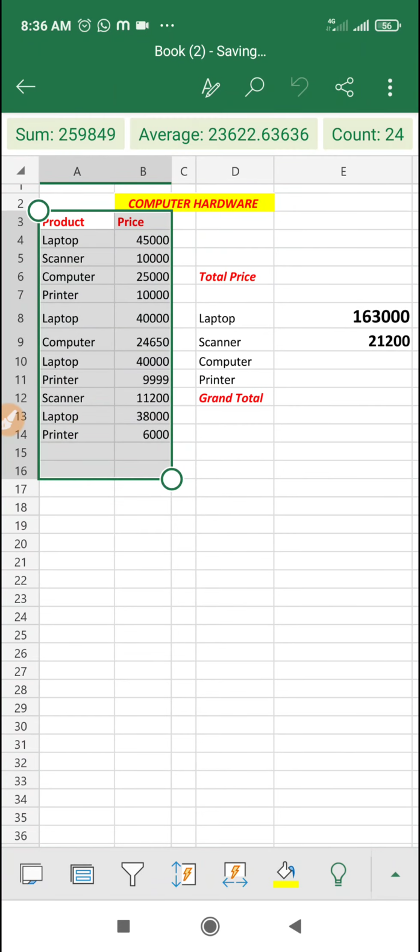So here we have the data where we have written the product and its corresponding price, and we want to insert a chart. In the next video we will analyze the data of the chart, but in this video we will just learn how to insert a chart. So how do you insert a chart? You have to select all the data that you have written. Your data should be in tabular form, which means in the form of a table.